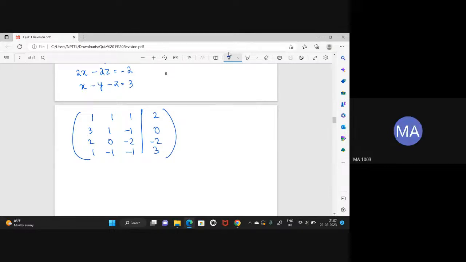So let's do Gauss-Jordan, that is convert it into RREF and solve the system. What is the pivot in the first row? One. So there is no problem. Once you have identified a pivot, make all the entries below it zero. How are we going to make this entry zero? R2 equals R2 minus R1. What about this entry?